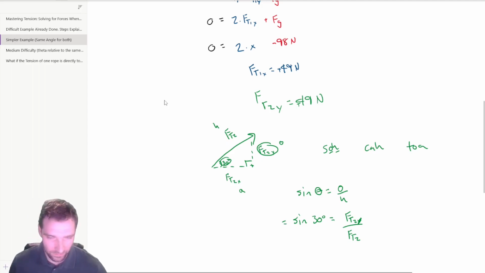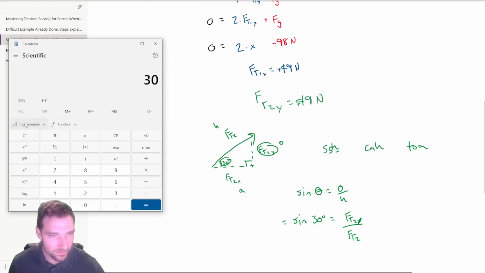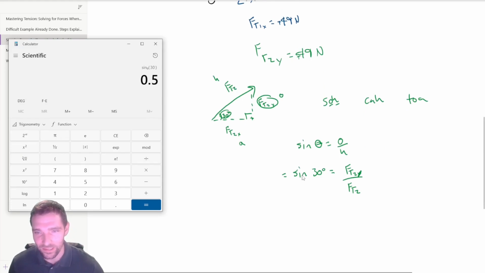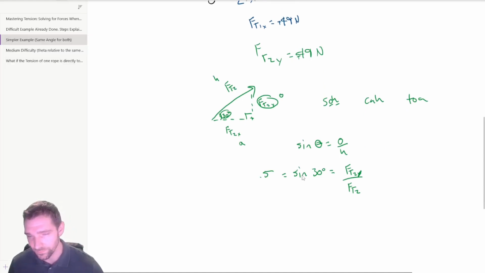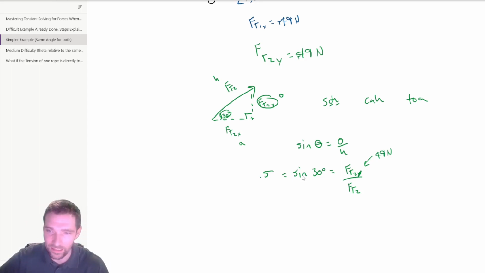So sine of 30 degrees, let's just do a little math problem there. So we've got our 30 degrees. Sine, make sure that you're in degrees, not radians. So that's going to be 0.5. And so we can see that this FT2y is going to be half as big as FT2. So this was 49 newtons, and then this ends up being twice that. So this ends up being 98 newtons.